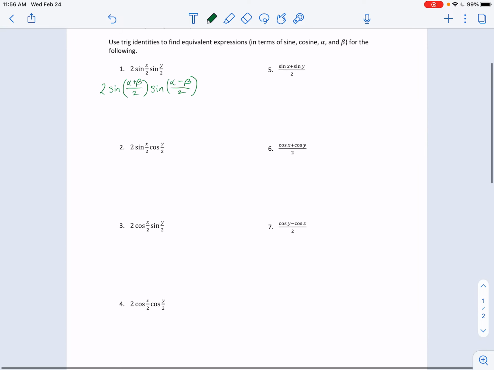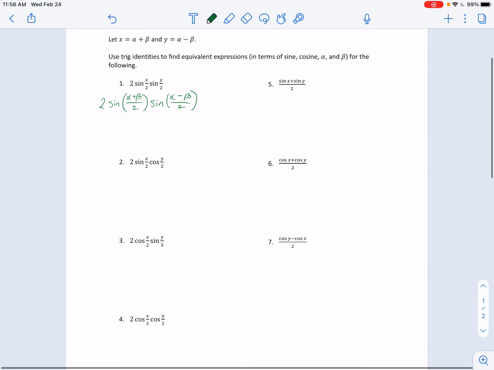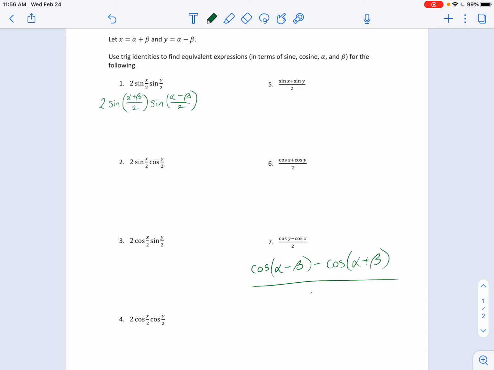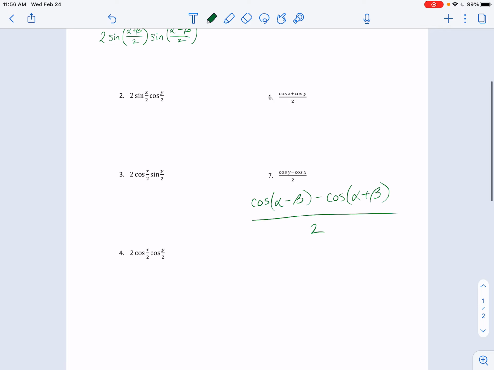So on this one, what we're looking at is we're trying to find an identity that lets us work with cosine of alpha minus beta minus cosine of alpha plus beta, all divided by 2. Okay, so when we know how we have the sum and difference formulas, so we can expand this out to be something like cosine, and then this is the opposite, sine, and this part right here, this part came from here, and then we would subtract away the rest of it.